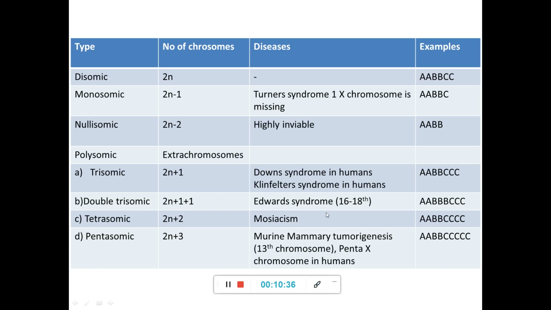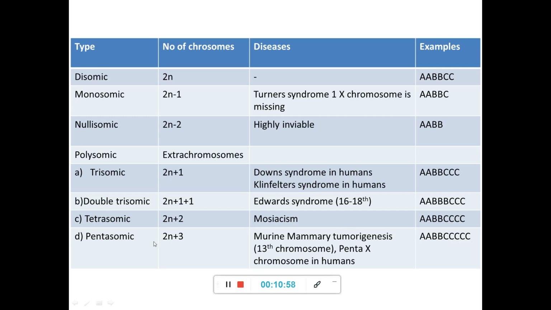Then tetrasomic. What does it mean here? One chromosome itself is being duplicated twice. So that's why you write it as 2n plus 2. And in pentasomic, rather than having two C's, we have five C's. So it becomes 2n plus 3, pentasomic.